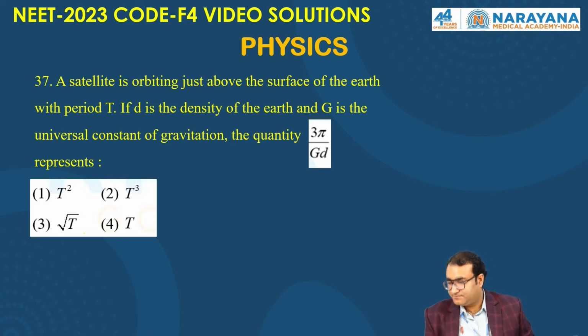Question number 37. A satellite is orbiting just above the surface of Earth with time period T. The density of Earth is D and G is the gravitational constant. You have to tell what 3 pi by GD represents.